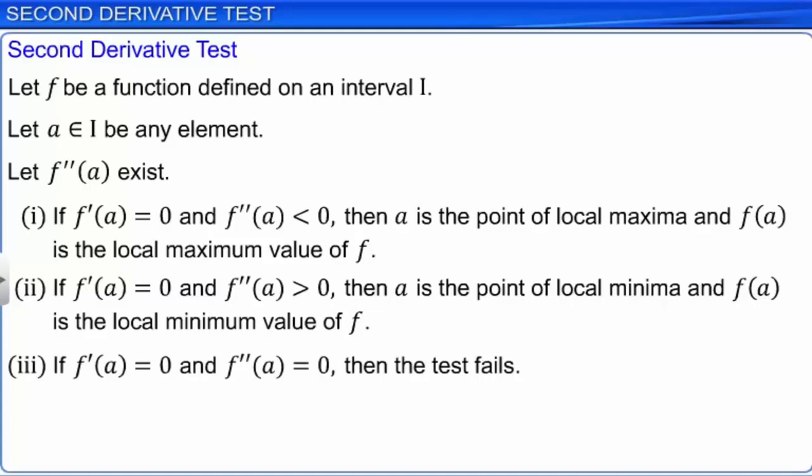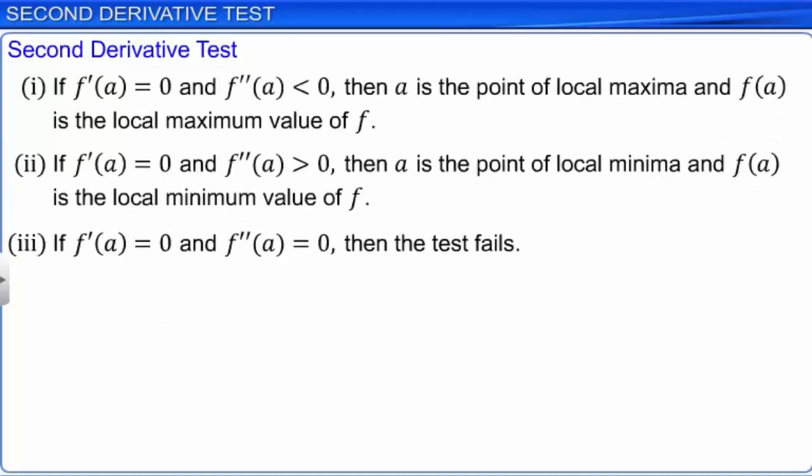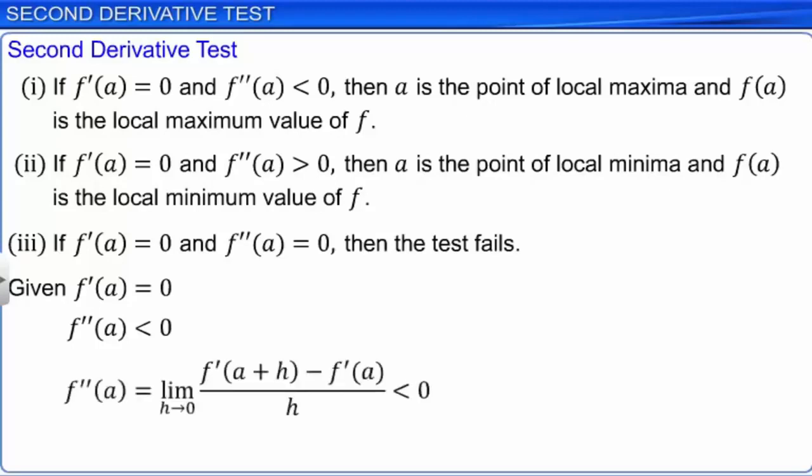Let's prove the first part. Given that the derivative of f at point A is 0 and the double derivative is negative at point A, using the first principle of derivatives, the second derivative of f at point A can be defined as shown. We have that the first derivative of f at point A is equal to 0.